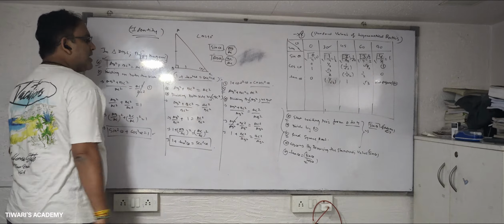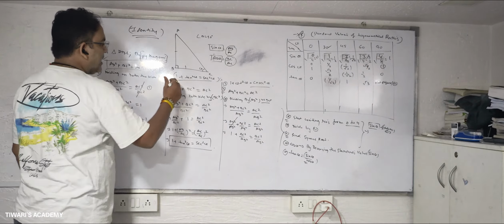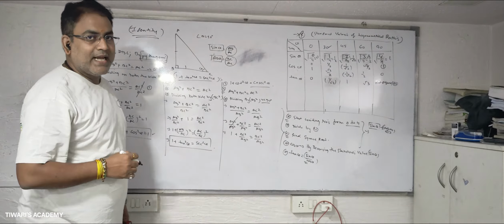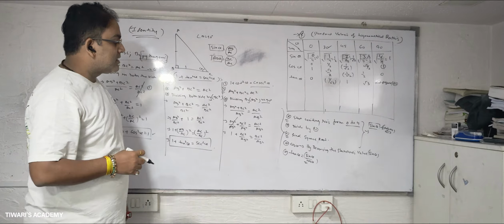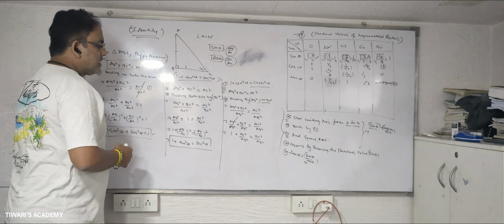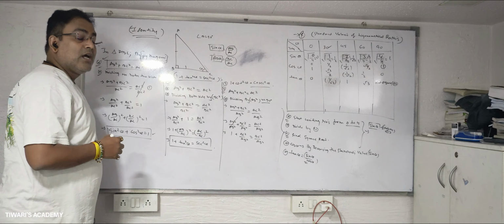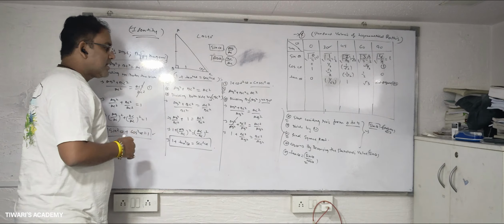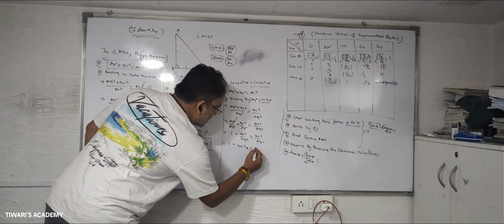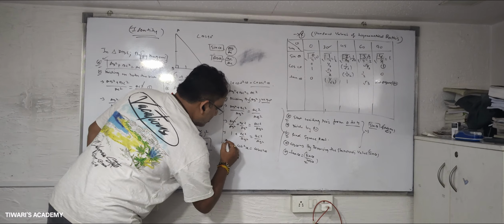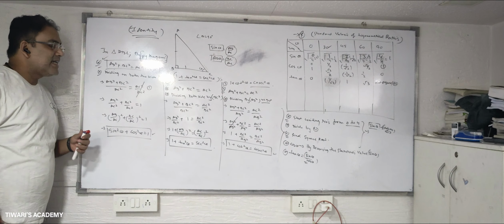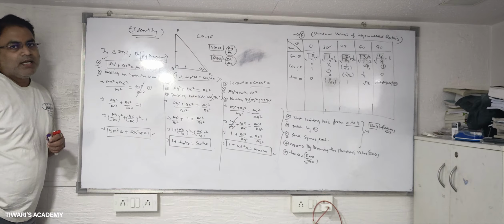Now again I'll go back to my right angle triangle. BC upon AB, adjacent upon opposite, that is cot theta. And hypotenuse upon opposite is cosec theta. So I'll get 1 plus cot square theta is equal to cosec square theta. So these are my three basic identities of trigonometrical ratios.